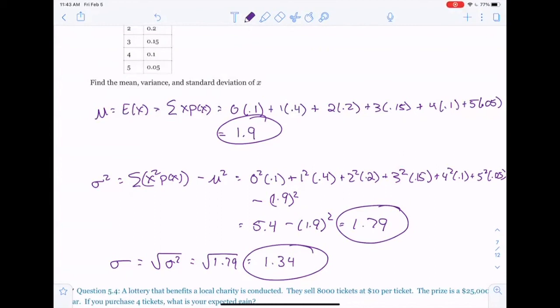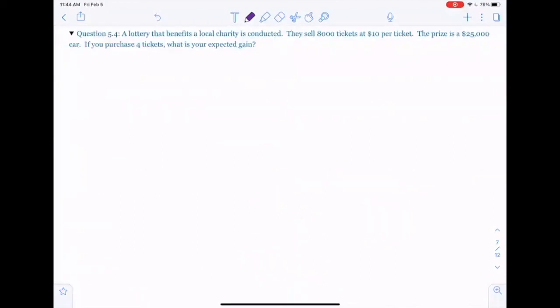All right, let's do one more example where we will actually build the probability distribution. Let's say we're involved with a lottery that benefits a local charity. They're going to sell 8,000 tickets at $10 a ticket with a grand prize of a $25,000 car. Let's say you purchase 4 tickets. What is your expected gain? Anytime we see the word expected in a problem like this, we can think that is going to be expected value or mean again.